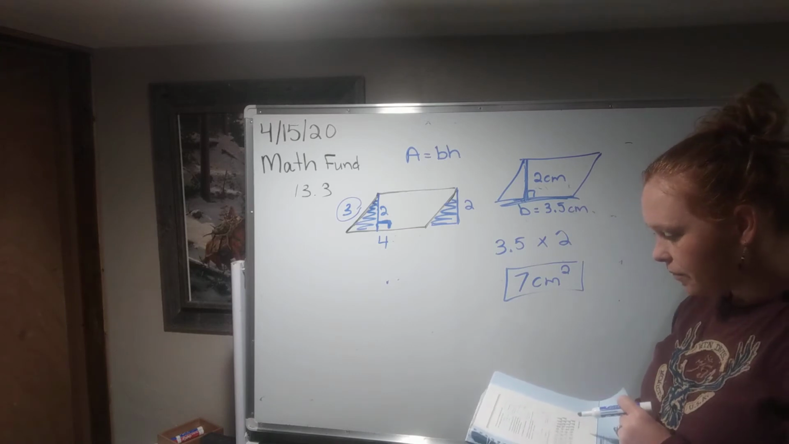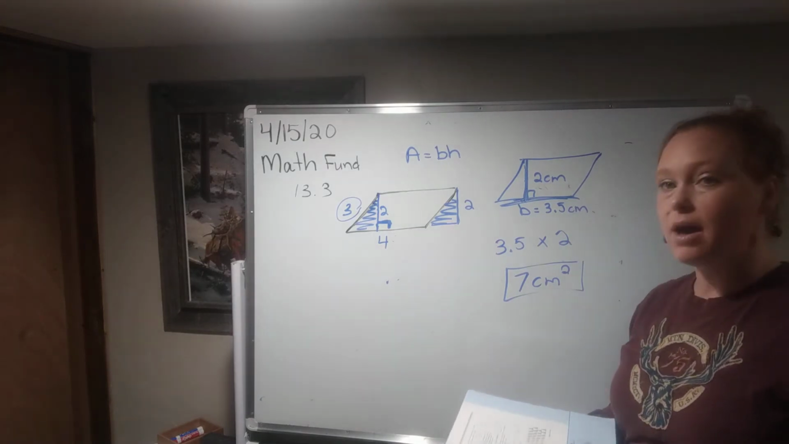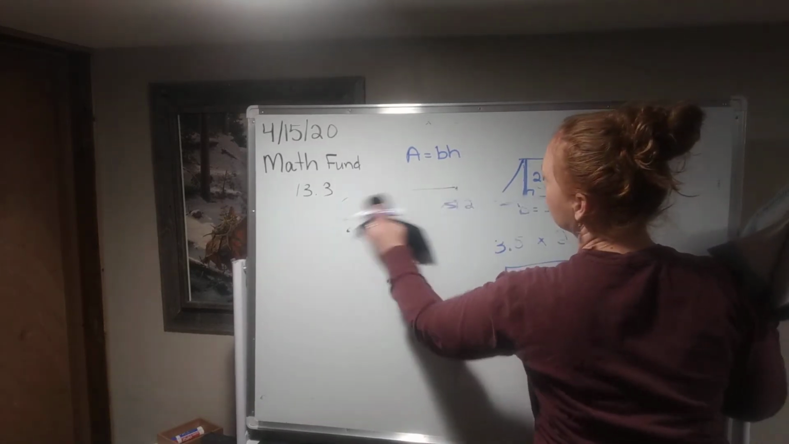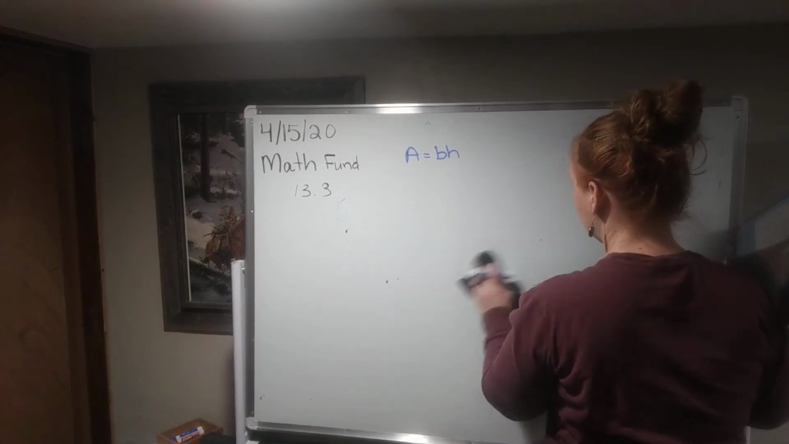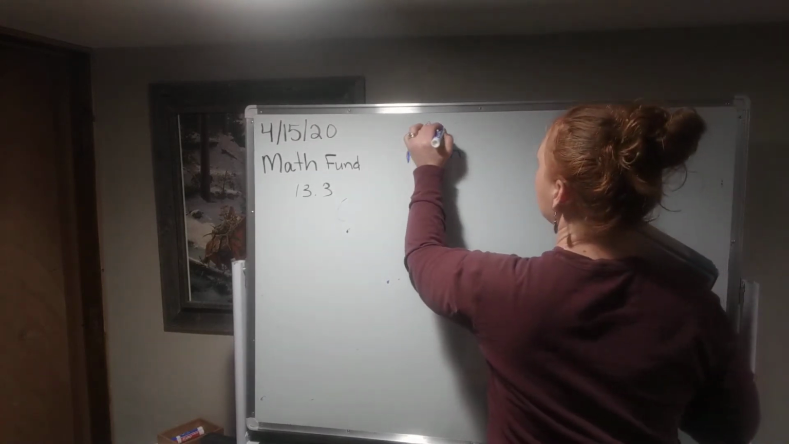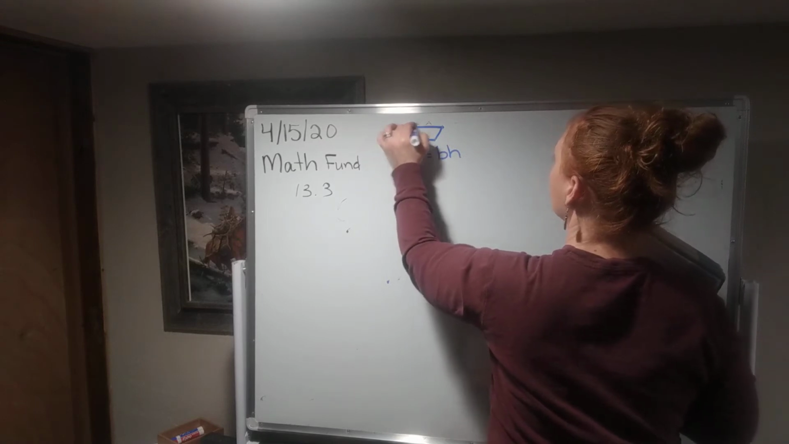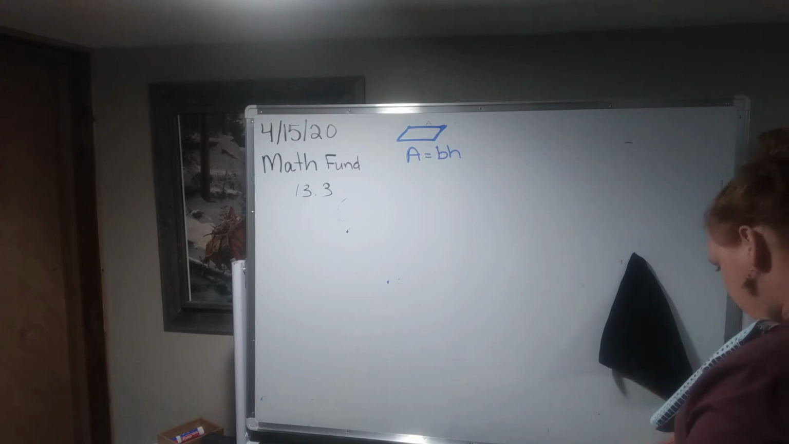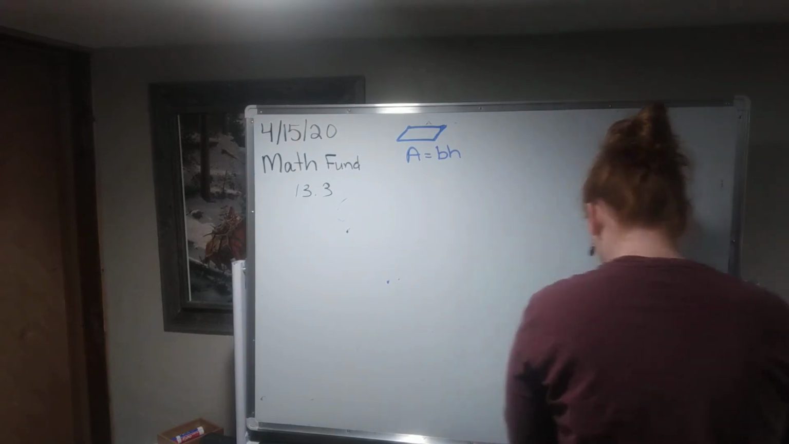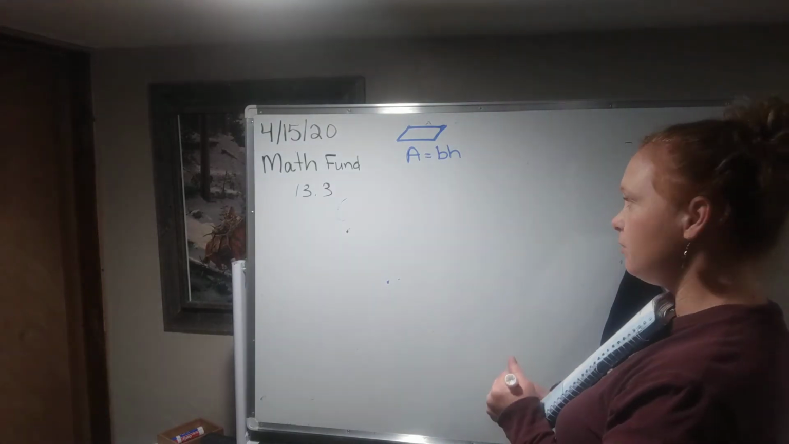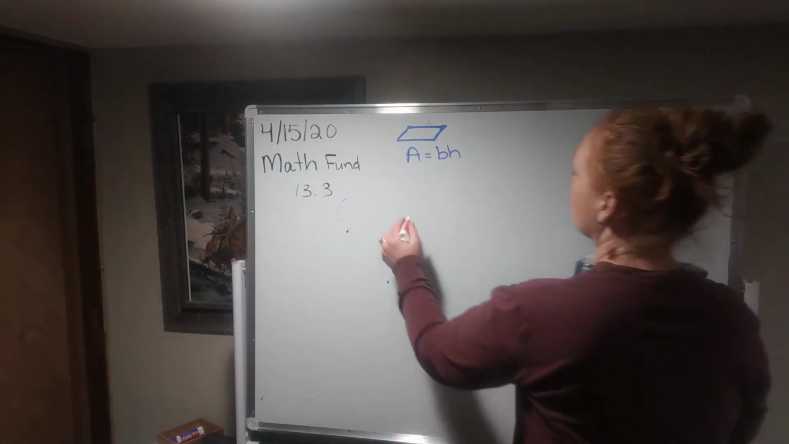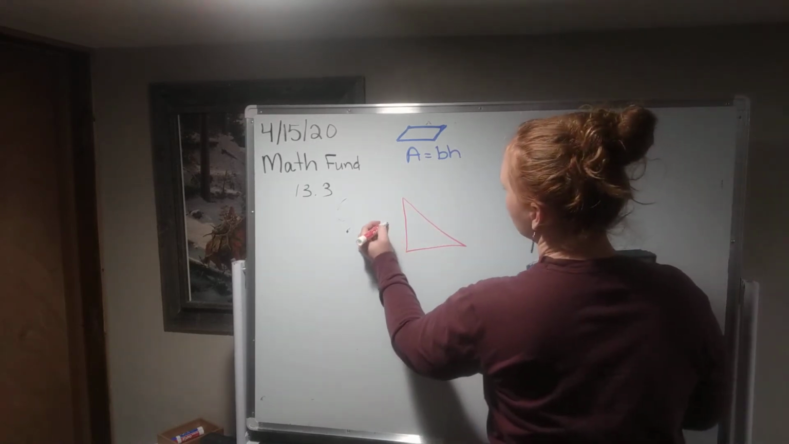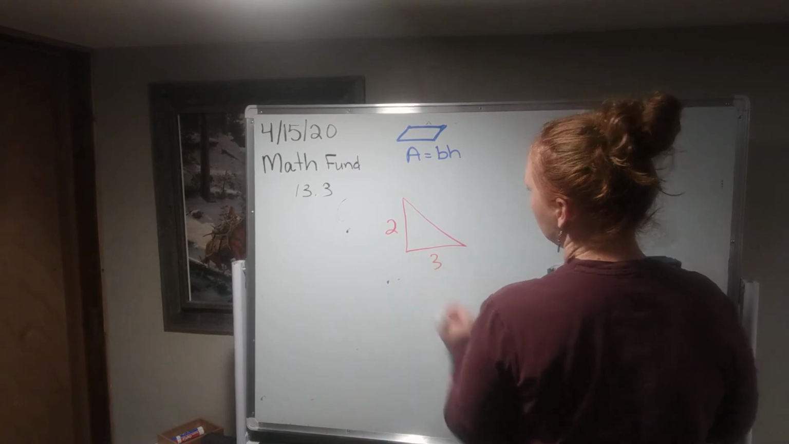Okay, now let's talk next about a triangle. Okay, so let me draw my, I'm going to draw a little picture of a parallelogram so we remember that this is the formula for a parallelogram, and you should have that written down somewhere so that you don't forget it. Okay, now let's look at a triangle. I'm going to do a simple triangle first. Let's do a right triangle. Okay, let's do this one, 2 and 3.